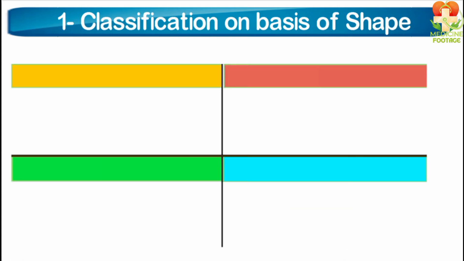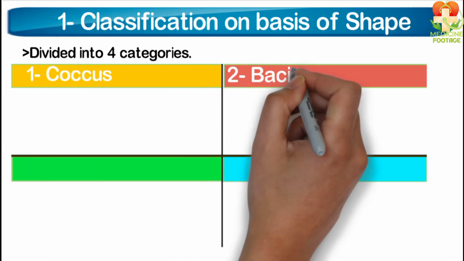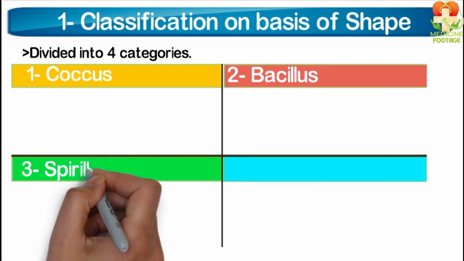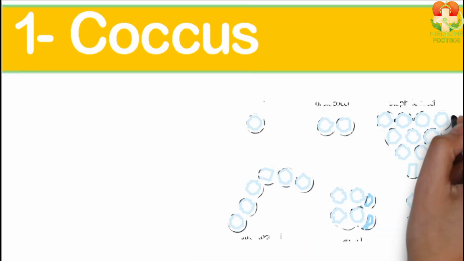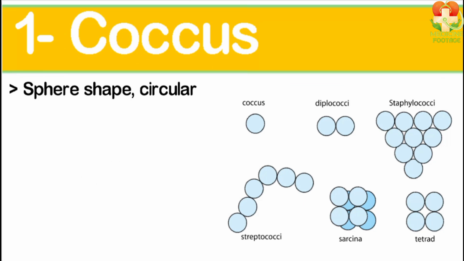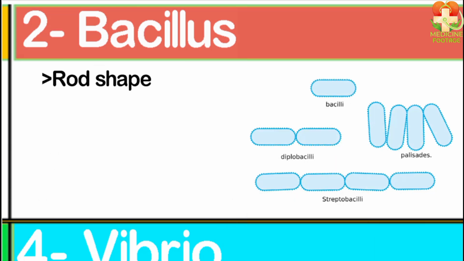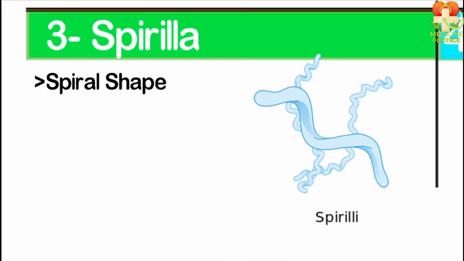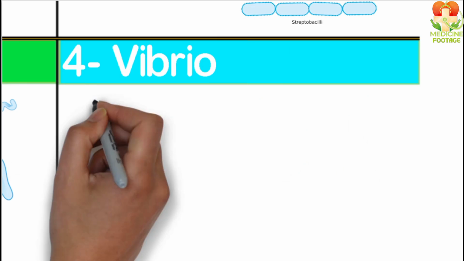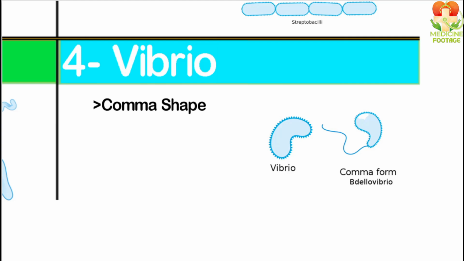On the basis of shape, bacteria are classified into 4 categories. The first is cocci, the second is bacillus, the third is spirilla, and the fourth is vibrio. In cocci, the bacteria are of spherical shape, circular, round. These are called cocci. Bacteria that are rod-shaped are called bacillus. Bacteria that are spiral-shaped are called spirilla. The final classification is the fourth, which is called vibrio. These are the bacteria that are comma-shaped and they are called vibrio.